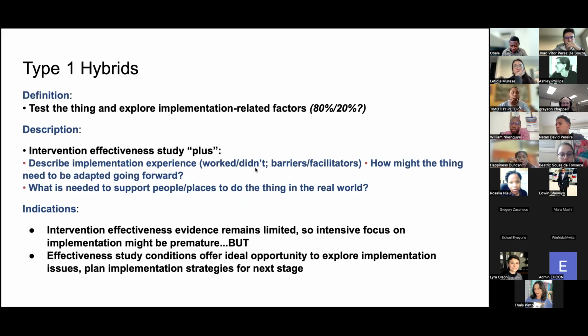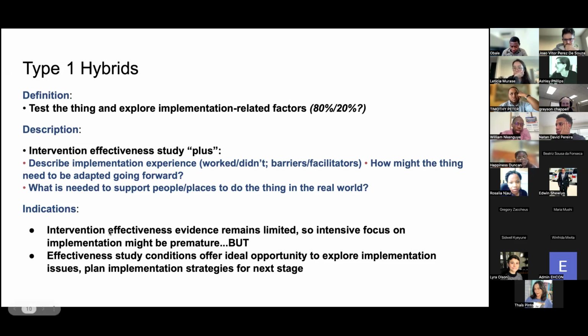How might the intervention need to be adapted going forward, and what is needed to support people or places to do the intervention in a real-world setting? So while we are generating evidence for effectiveness of our evidence-based intervention, we are also trying to explore some of the implementability by just looking at the barriers and facilitators. But the primary focus in hybrid type 1 trials is effectiveness research. You can see here you're doing more effectiveness research and less implementation research. It's like 80-20%, but the primary focus is really generating evidence of effectiveness of the intervention.